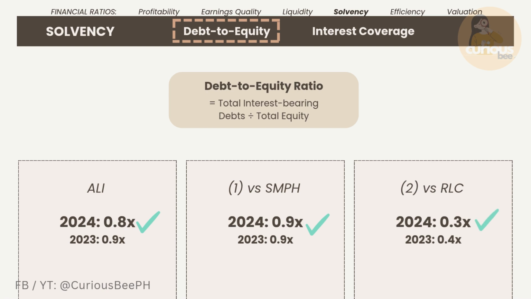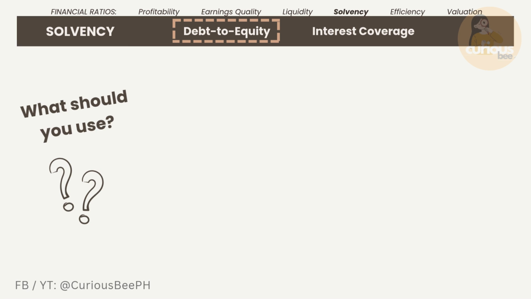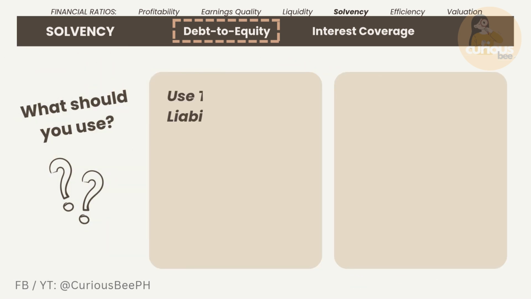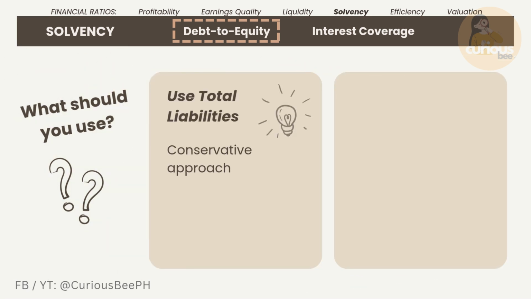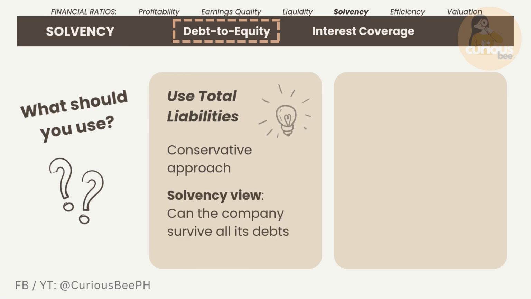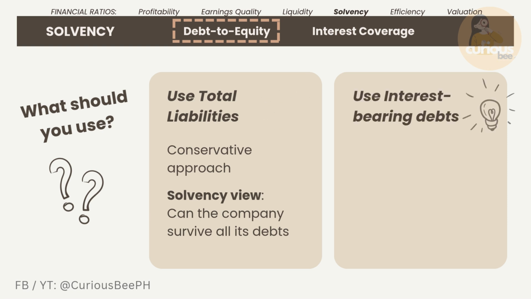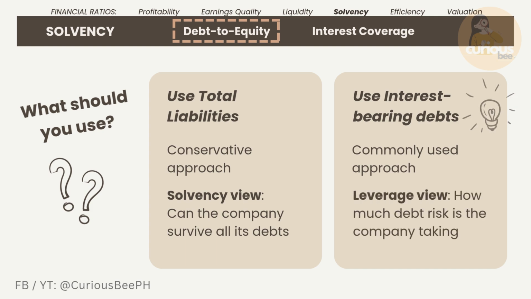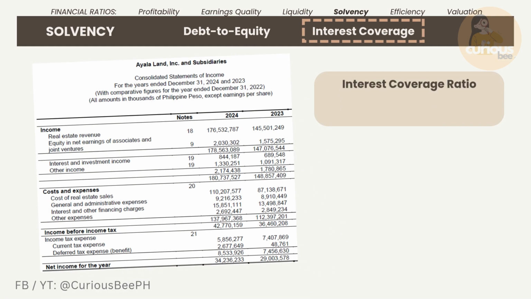But as an investor, which one should you use? Well, using total liabilities is the conservative approach, and it focuses on solvency by taking all company obligations into consideration. Using total interest-bearing debts is the most commonly used approach, but it focuses on leverage by only looking into the company's borrowings. Now let's move to interest coverage ratio.